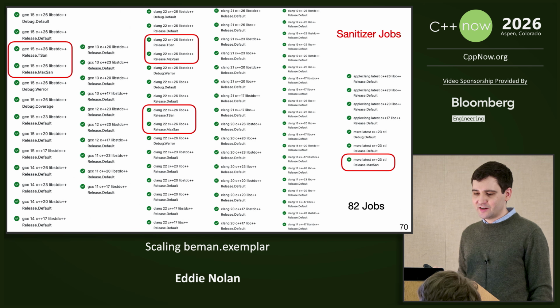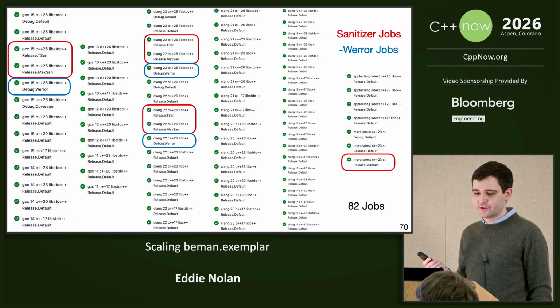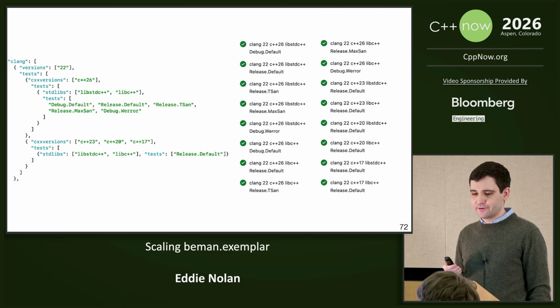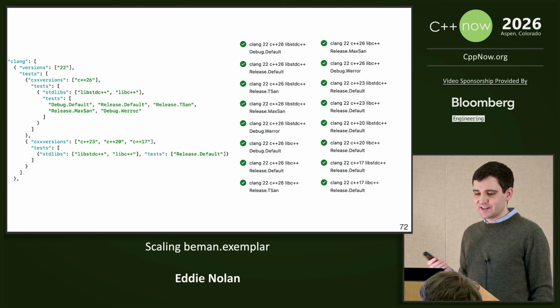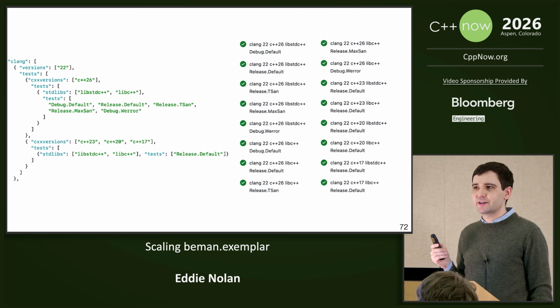And then warn error jobs, we have a warn error per compiler per standard library version. So what configuration language do we use in this refactored setup? Well, it's just this kind of invented JSON configuration language. And the idea is that instead of this matrix where everything is multiplied by everything else, it's a tree.